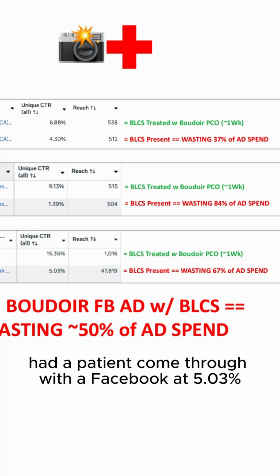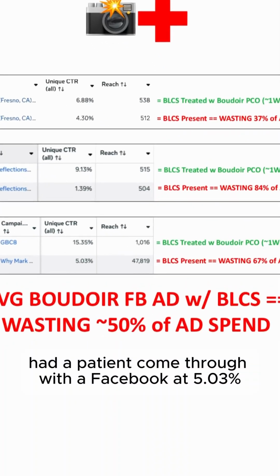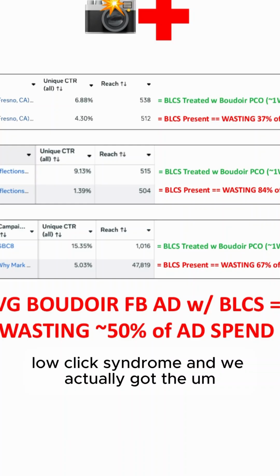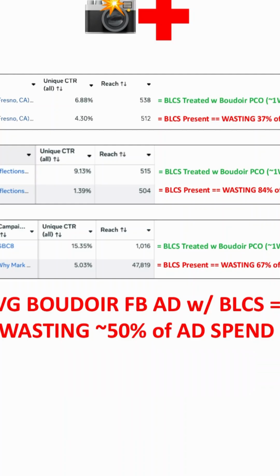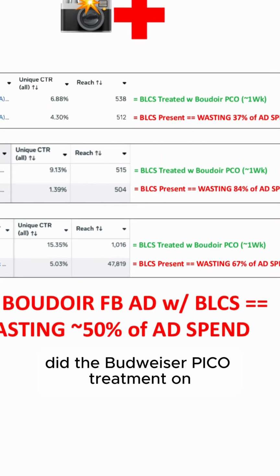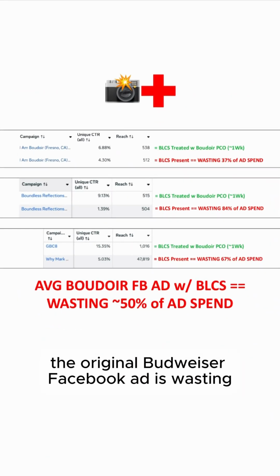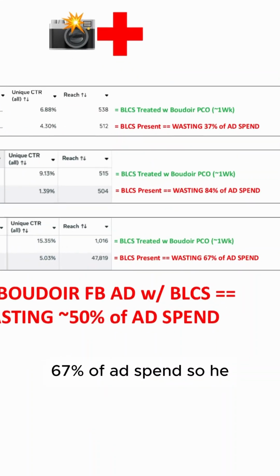Finally had a patient come through. Boudoir Facebook ad at 5.03%, under 6%. That means BLCS is present, Boudoir low click syndrome. And we did the Boudoir Pico treatment on it. It takes about a week. Got the unique CTR up to 15.35%. So we found out the original Boudoir Facebook ad was wasting 67% of ad spend.